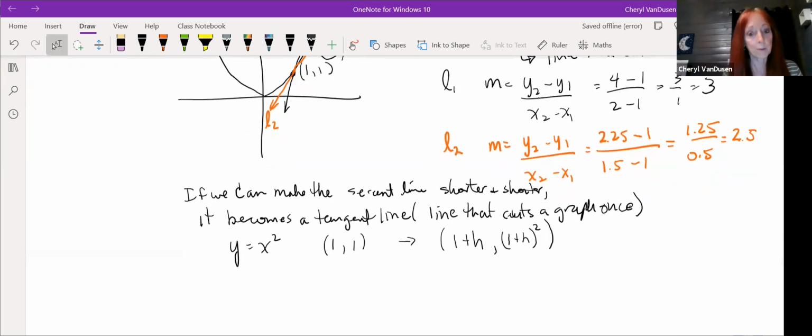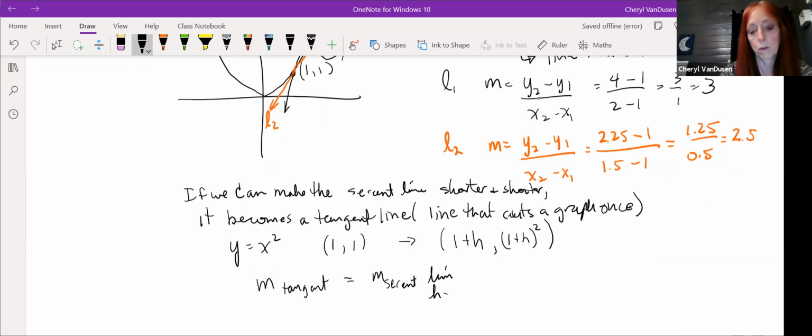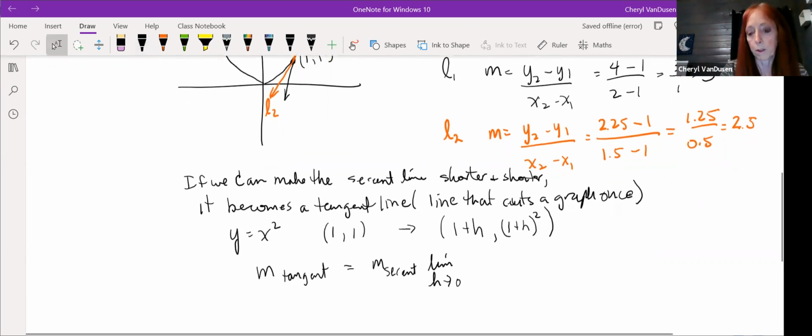Now, you might remember limits from module 2. So if we wanted to find the slope of the tangent line, we can find the slope of the secant line and then take the limit as h goes to 0, which means that h would be coming closer and closer to 0, and that would give us our slope.